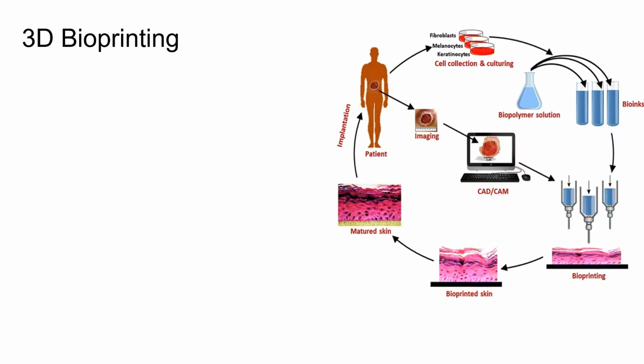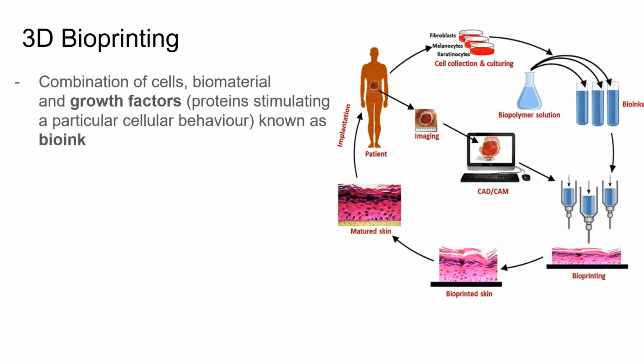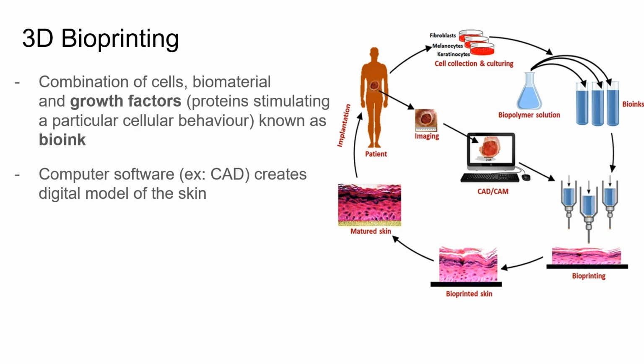Bioprinting is a method of producing a graft combining cells, a biomaterial, and growth factors needed to stimulate the cells left in the wound bed to regenerate the lost tissue. This combination is called a bioink. An image of the patient's skin is made using computer-aided design software and is used to choose the right bioink depending on the skin structure.